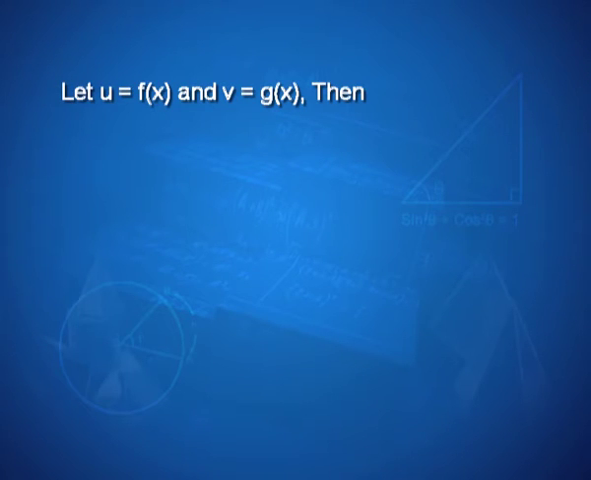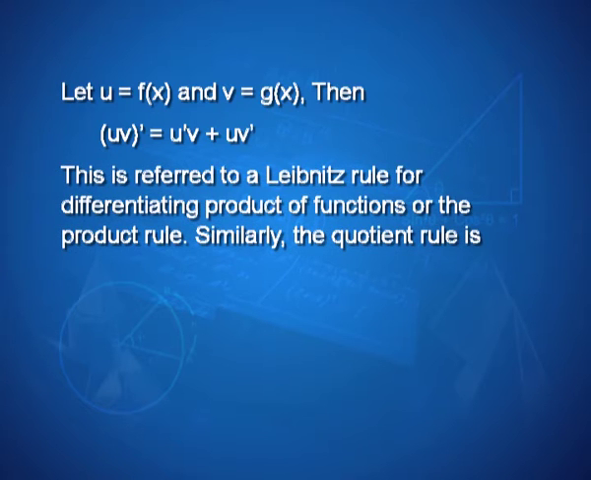As in the case of limits, this theorem tells us how to compute derivatives of special types of functions. The last two statements in the theorem may be restated in the following manner, which aids in recalling them easily. Let u be equal to f of x and v be equal to g of x. Then (uv)' is equal to u'v plus uv'. This is referred to as the Leibniz rule for differentiating the product of functions, or the product rule.